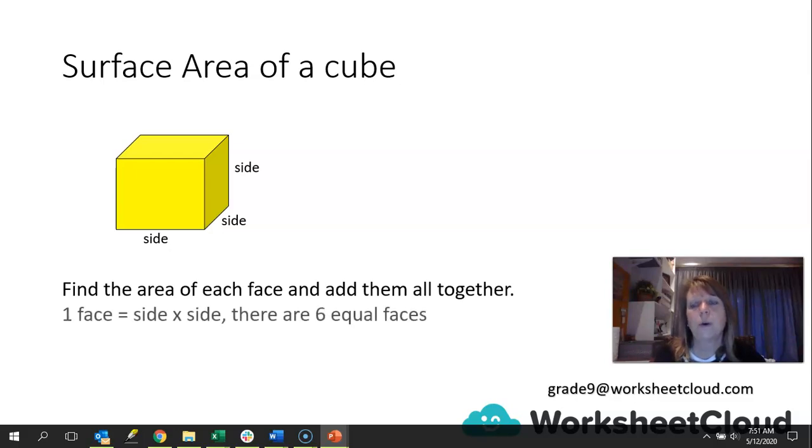But if we find one, we are going to be able to multiply it by 6, because if you find one face, it's the side times the side. You can see here side times side, or side times side. They're the same measurements. And there's 6 equal faces. We've got the 3 that we can see, and then the 3 that we can't see underneath, at the back, and on that side. So what we can do is say 6 times side times side, which is a whole lot easier than trying to remember all the 3 different calculations that we need to do for a rectangular prism. But that is actually also very easy, as you have seen.